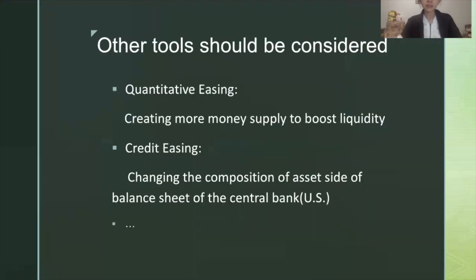Before the central bank decides to use the negative OCR, they should consider other useful instruments first to affect the interest rate and money supply to save the economy, like quantitative easing. By buying government securities, the central bank puts more and more money into the reserve of banks to boost liquidity. And another way is credit easing.